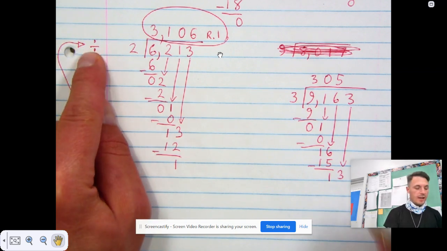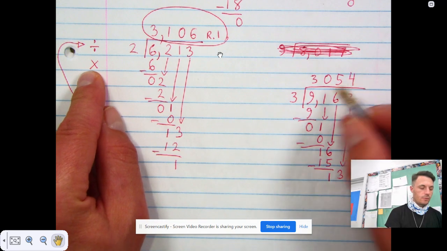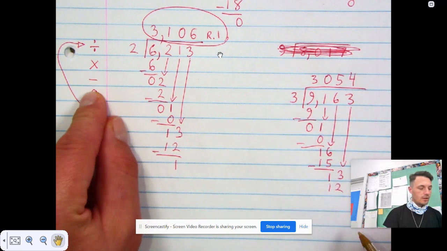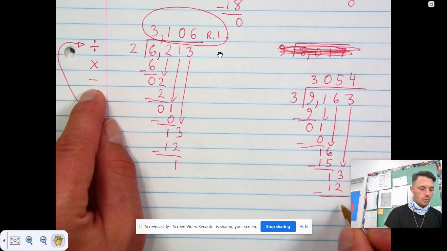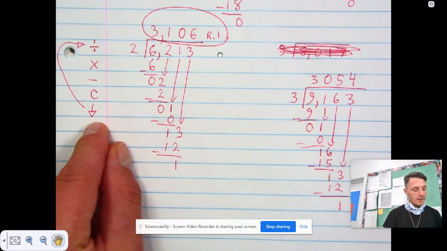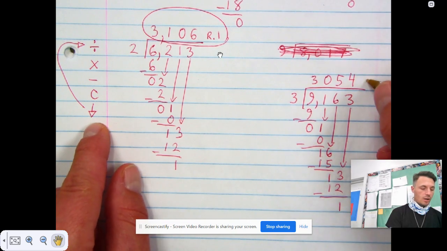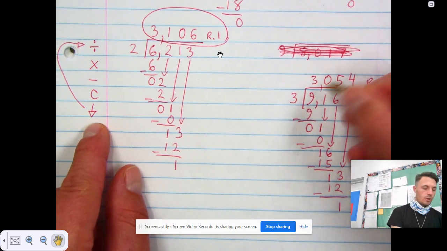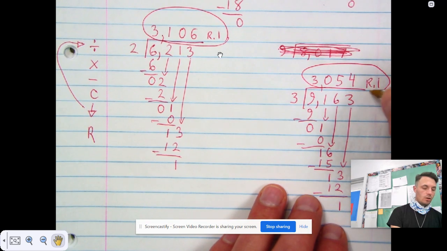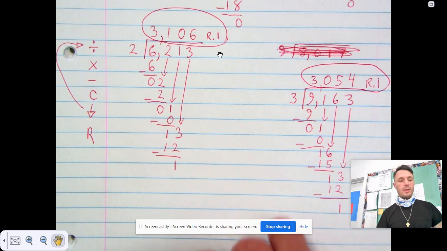Now we go back to divide. 3 can fit into 13 4 times. Now we multiply. 4 times 3 is 12. Now we subtract. 13 minus 12 is 1. Now we compare. Is 1 smaller than 3? Yes. Now we bring down. There's nothing left to bring down. So we write our remainder, which is 1. 3,054, remainder 1.